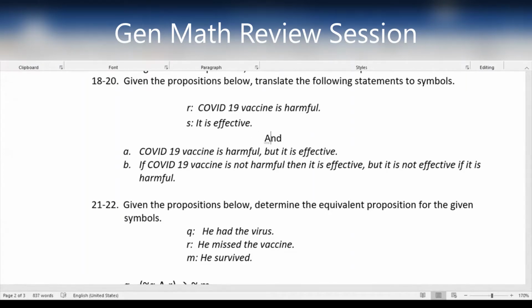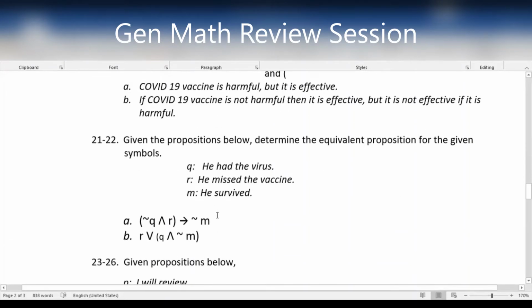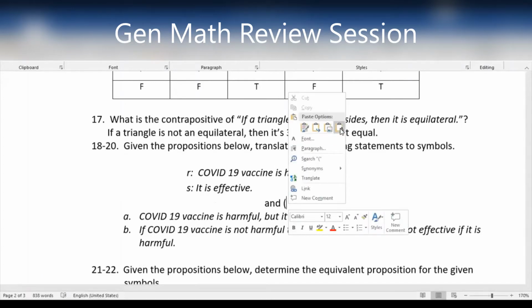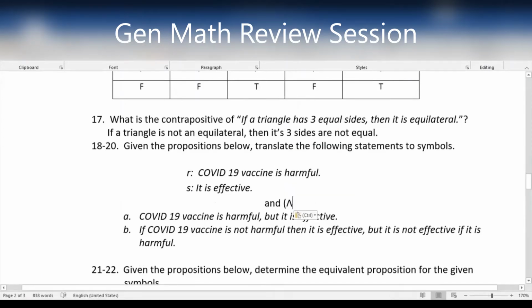And is, what is the symbol for and again? This is the inverted victory. So hindi ako makahanap dito. Ayun. I-copy ko na lang si inverted victory. So copy and paste. Ayun. So, take note of this. When you encounter but, it means and. So, let's see. Kaya nyo bang mag-chat ng na-symbol? Kaya nga.